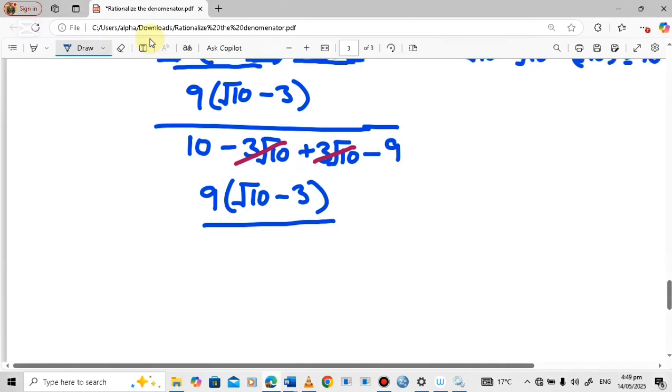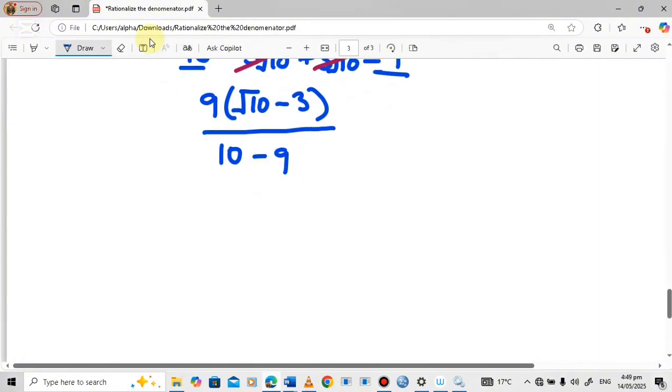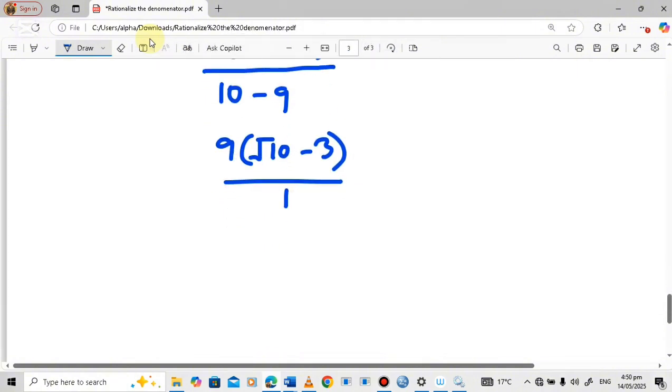So meaning what we have on the denominator is 10 minus 9, okay? So this 10 and this 9, okay? So we're going to have 9 times the square root of 10 minus 3 over 1. So this is the same as 9 times the square root of 10 minus 3.